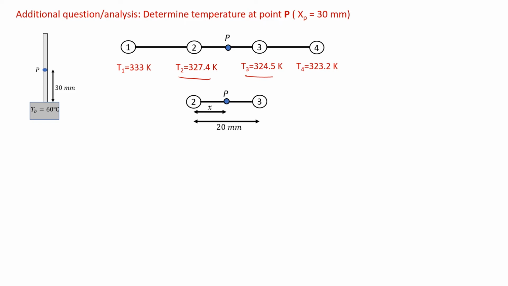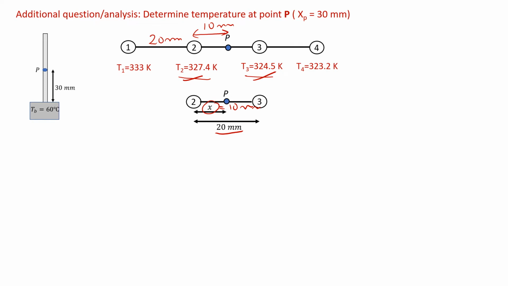So in order to determine the temperature at point P, first we have to determine the value X. As we know, the distance between node 2 and node 1 is 20 mm, and we can determine the distance between node 2 and point P, which is 10 mm. So X is equal to 10 mm, and the length of element 2 is 20 mm. And T2 and T3 are already defined in the previous solution.